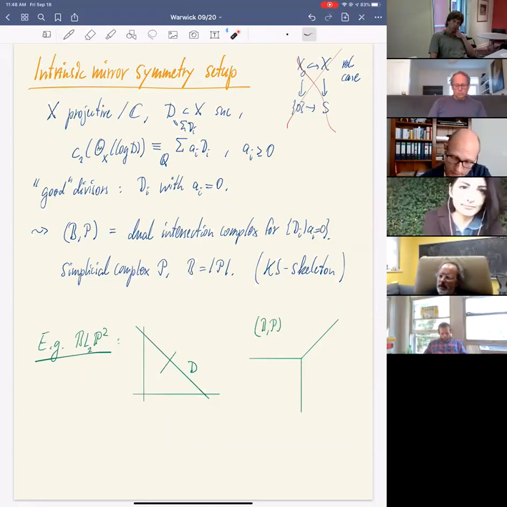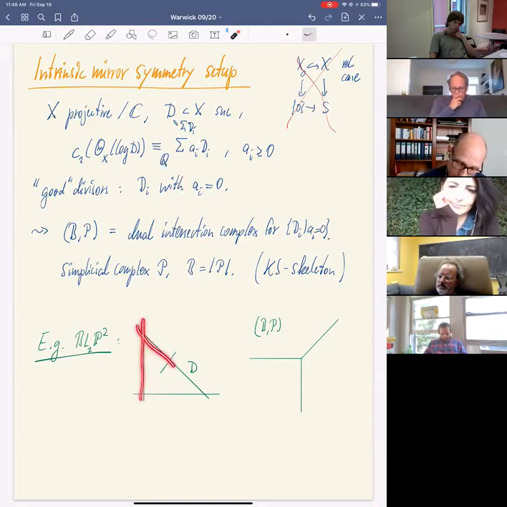Okay, so for example, down here, I just gave the easiest example I could imagine. Let's blow up, which is kind of showing something non-trivial. Let's take the blow up of P2 in one point, producing an exceptional divisor. Now D is the union of all these 4 components, but the good divisors are just these 3 lines, and the exceptional divisor is not good, okay?